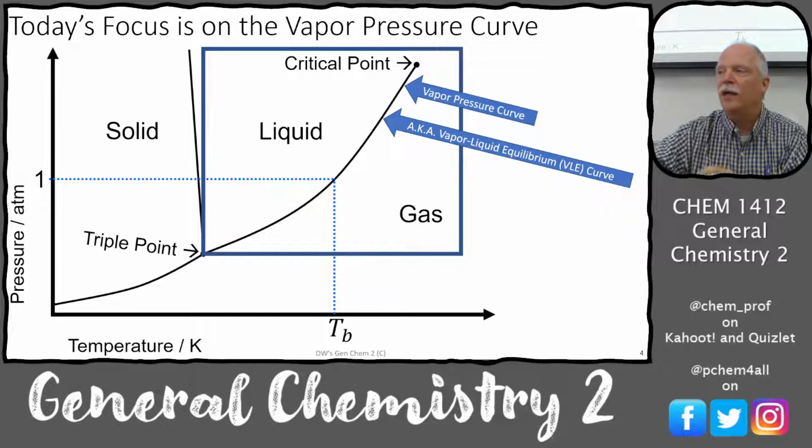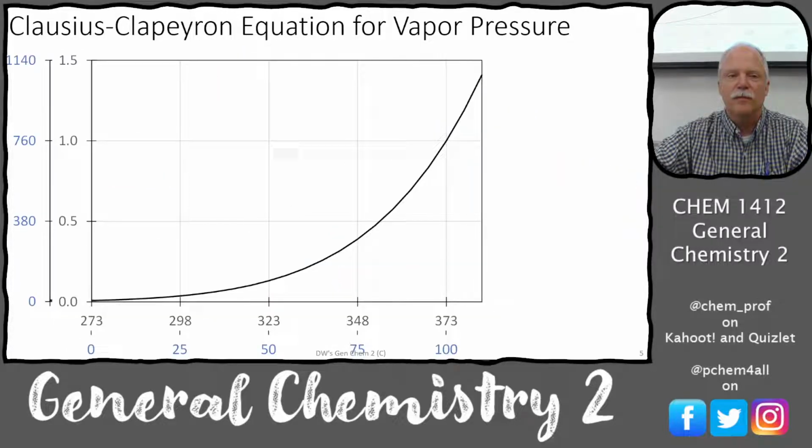Now, it's a lot more complicated than the ideal gas law because you've got all of those bonds in the liquid that are breaking as a function of temperature. And so this isn't just like a PV equals nRT thing. This is the Clausius-Clapeyron equation. So we've zoomed in to that vapor-liquid equilibrium region.